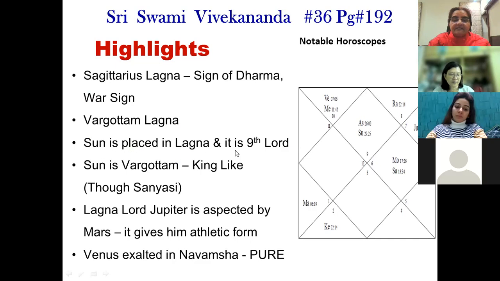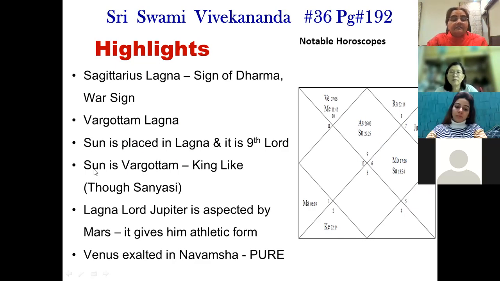Now Sun is placed in the Lagna and it is the ninth lord. So the dharma part, the religious part, becomes very important. He was known as a religious leader. So religion is coming very important. And he was basically a monk, an Indian monk. Here we use the word sannyasi. Sannyasi means monk, the one who doesn't get married and is totally into religion. That is known as sannyasi.